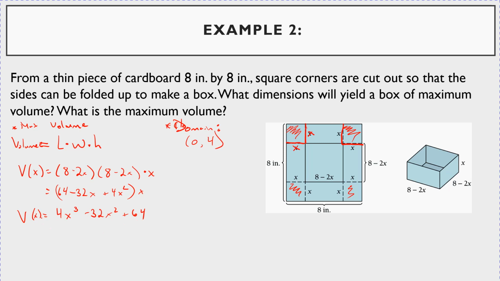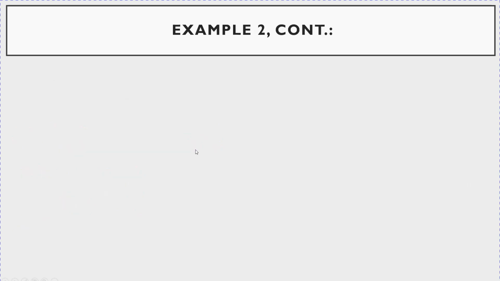Generally I tend to think this is the hardest part. Once you figure out the function you want to maximize, then it's just calculus from here. So to maximize this, we're going to take the first derivative. Let me rewrite the volume function. The volume is a function of this x, and it's equal to 4x cubed minus 32x squared plus 64x.